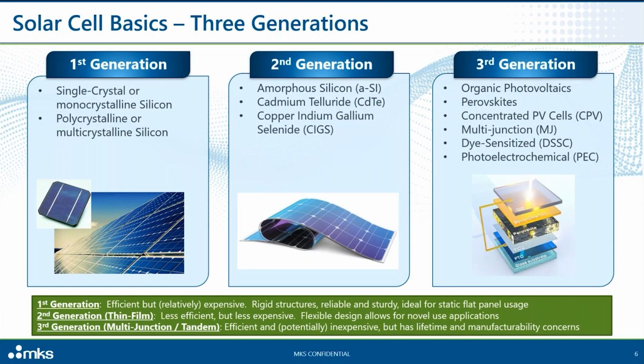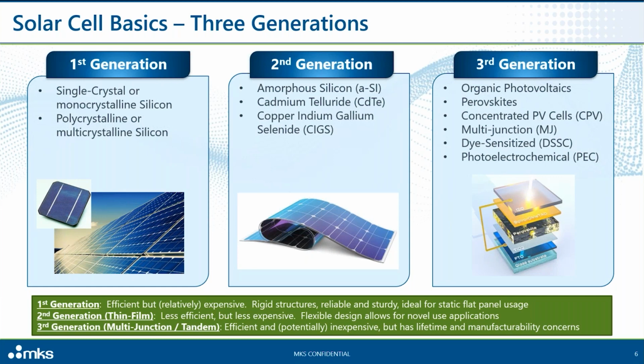First generation is mainly silicon, which is a composition of single crystal or monocrystalline silicon cells, or polycrystalline or multicrystalline cells. This has been around for many decades. It's considered an efficient type of technology, but as a comparison, relatively expensive. In terms of how it's manufactured and the cost of materials all go into how it's considered expensive. And again, the goal is to get as much energy out of a material with the dollars in versus what you can produce with energy out. These are rigid structures. Again, crystalline is in the name. They're reliable and sturdy, and they're ideal for static flat panel usage, as you see pictured on the left.